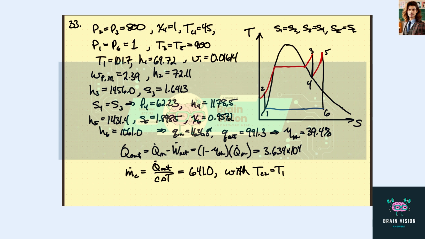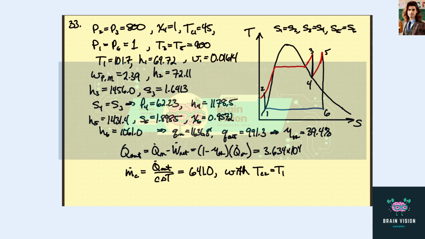Now we can figure out the enthalpy there, and that is 69.72 BTU per pound mass, and we can figure out the specific volume, which then allows us to figure out the work being done, put into the pump with a specific work, which then allows us to find the enthalpy at 2, as always.